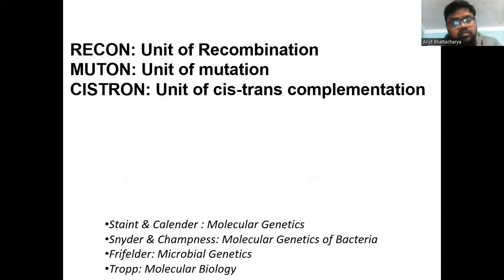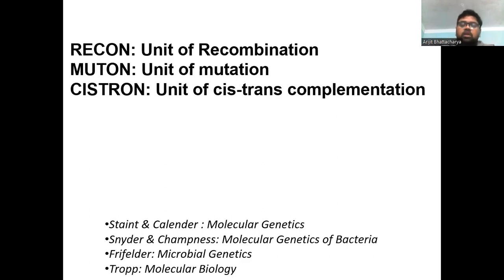So with all of these experiments, Benzer and his team were able to coin three different terms. One was recon, the unit of recombination. One was muton, the unit of mutation. And they also defined cistron, the unit of cis-trans complementation. For cis-trans complementation, as I mentioned, the unit is basically a gene, where loss-of-function mutations located on the same gene cannot complement. If they are located in two different genes, they can complement. So cistron is nothing but a gene.